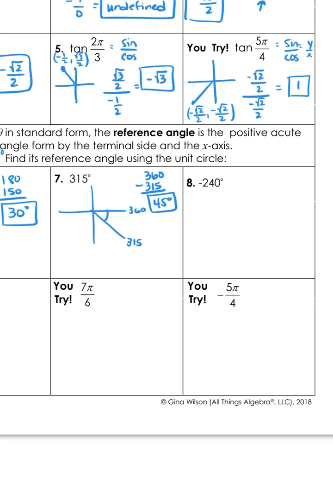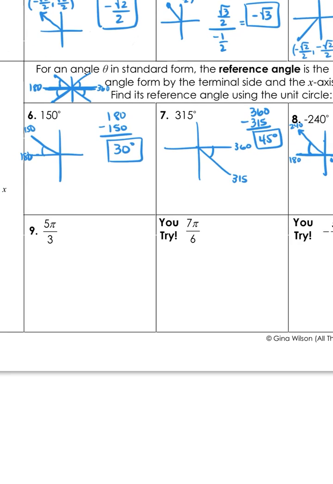Now here we have negative 240. So negative 240, remember we're going around the opposite direction. So 240 is going to go past 180, so it's going to be up in this quadrant. So if I do 240 and then 180, I still subtract the smaller one from the bigger one. So 240 minus 180, because I just need to know this distance. So the answer is always going to be positive. So I'm going to get 60 degrees for that.